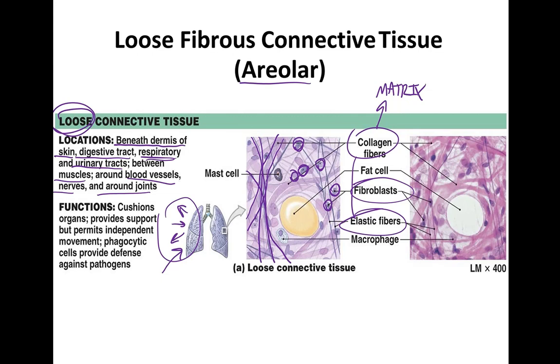Now, some functions of loose connective tissue, of areolar tissue: cushioning of organs, okay, providing a nice buffer against shock. They provide support but permit independent movement. Okay. There are also some immune functions of this tissue type, but we're not going to talk about those yet, so don't worry about that yet.